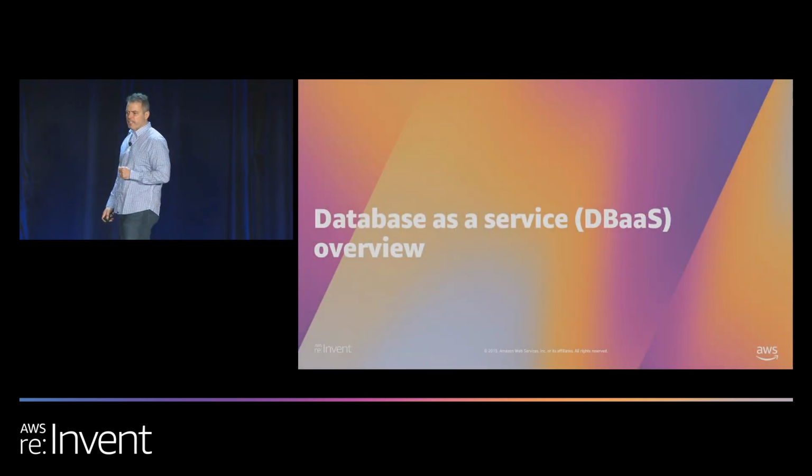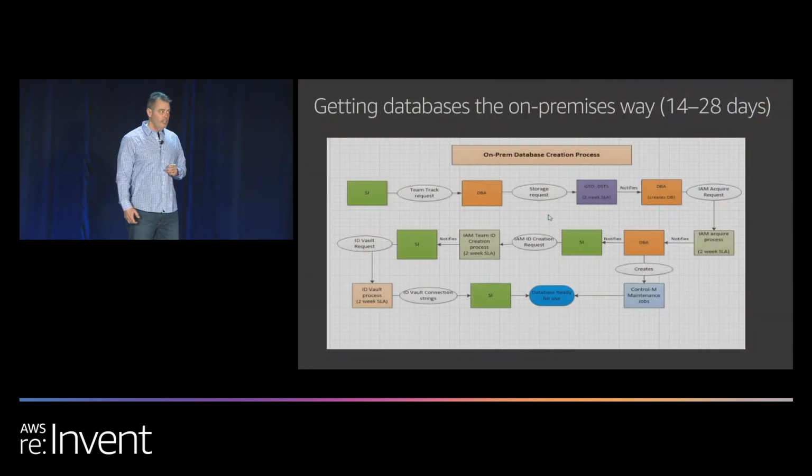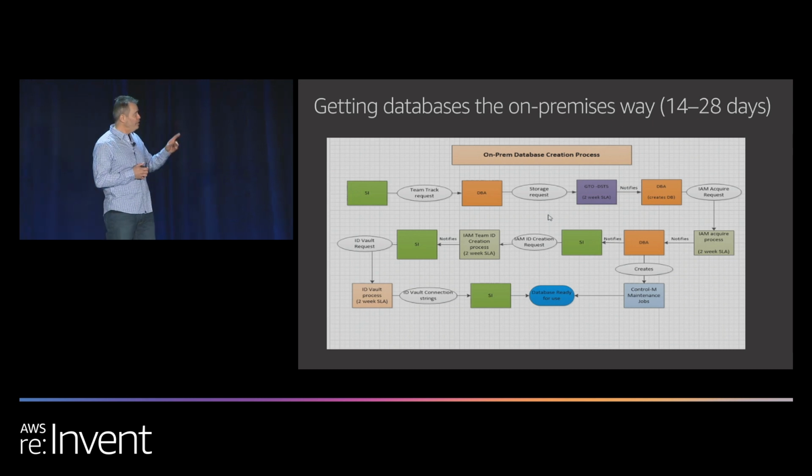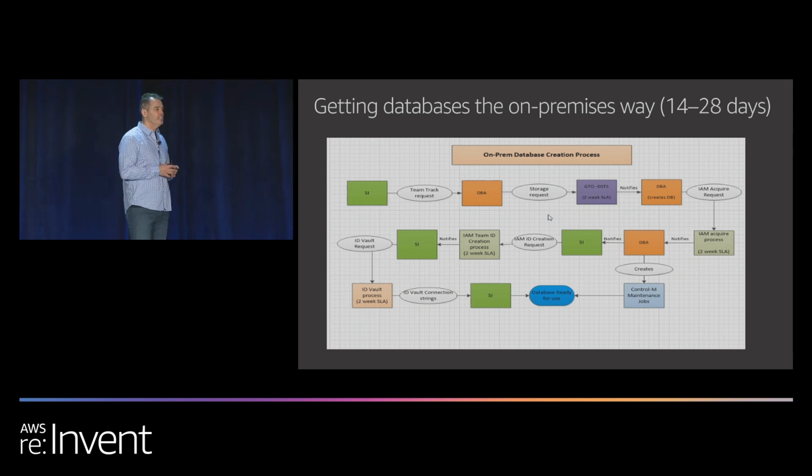Okay, so first I'm going to go over database as a service. So this is a view of how getting a database in our on-prem environment looks. It takes about 14 to 28 days. There's just too many things that have to happen to get physical infrastructure in the way. And if I'm in the green box, that's a line of business. That's a pretty unpleasant way to get a database before you can begin your work.